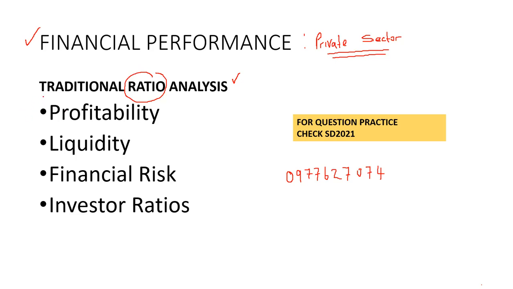Traditional ratio analysis answers the question, how are we faring as an organization in terms of profitability? So traditional financial performance answers the question, are we profitable? Do we have adequate liquid resources? Where are we as far as financial risk is concerned? What are investors saying?